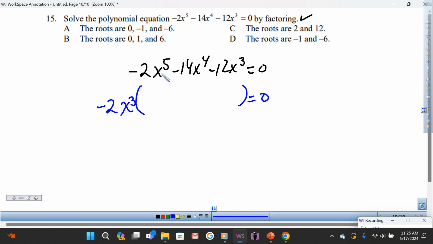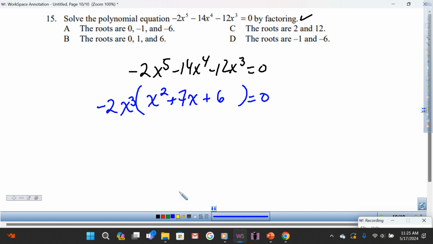So, negative 2 divided by negative 2, that's 1. We took out x cubed, so we're left with x to the second. What is negative 14 divided by negative 2? Positive 7, yes? And we took out the x cubed, so that leaves us with 1x. Negative 12 divided by negative 2, that's positive 6. And we took out x cubed, so no variable there.